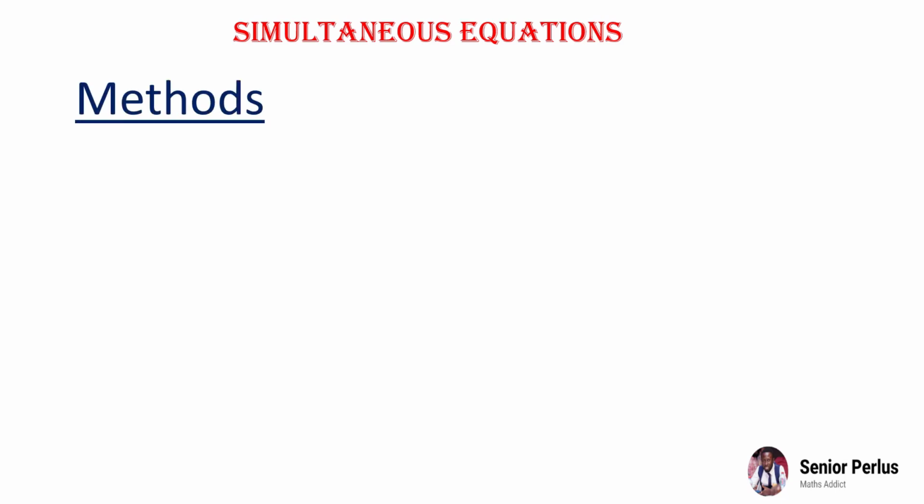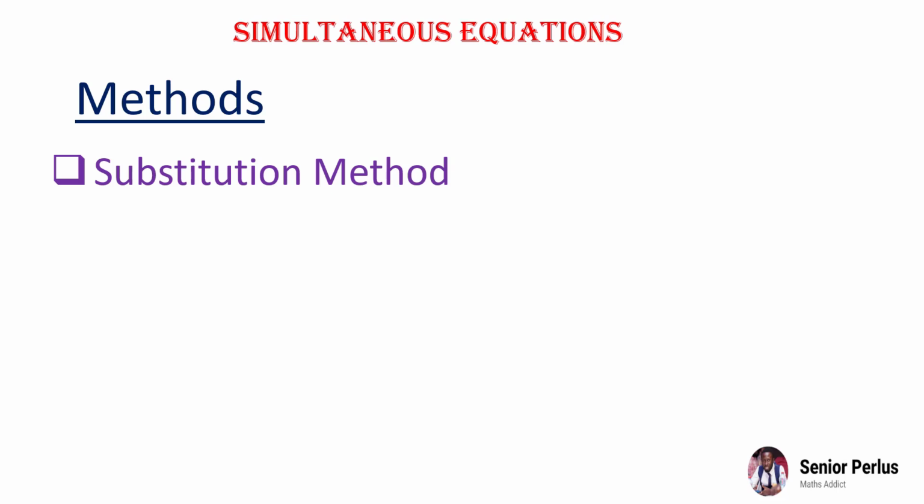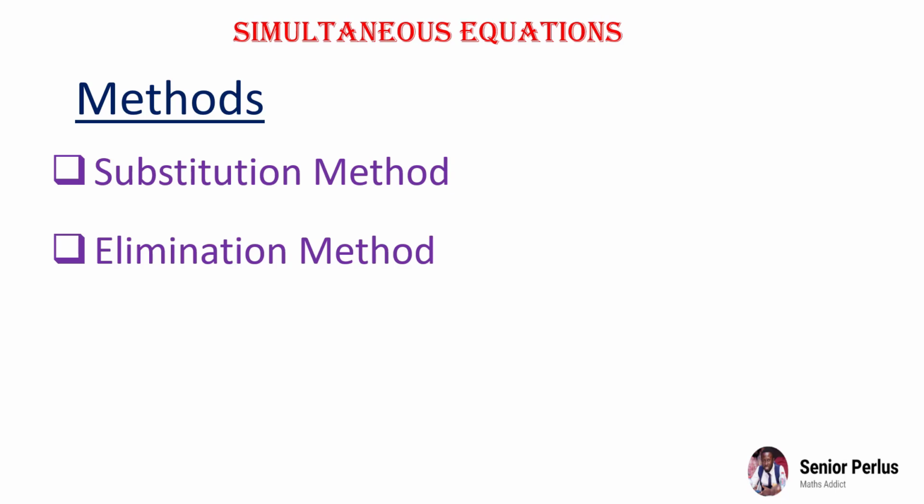So, methods of solving simultaneous equations: we have the substitution method. This is where we make one of the variables the subject, then we substitute it into another equation, then we solve for the other variable. The elimination method: here we eliminate one of the variables so that it helps us to solve for the other variable. Then the graphical method: this is where the two equations intersect. If you draw the first line and the second line, where they intersect, that's the point of intersection, and that's where we get the two variables.